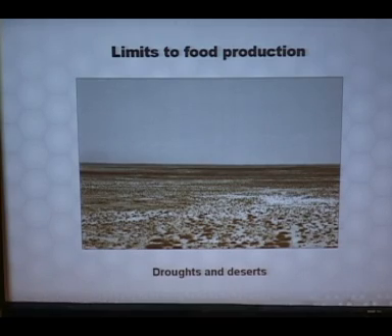dry deserts. Others have other problems from the point of view of agricultural productivity. Next.